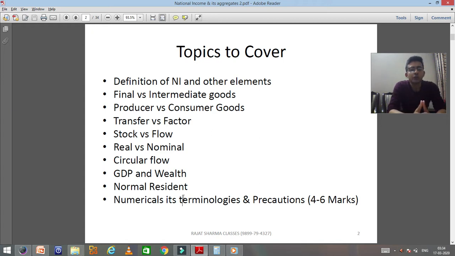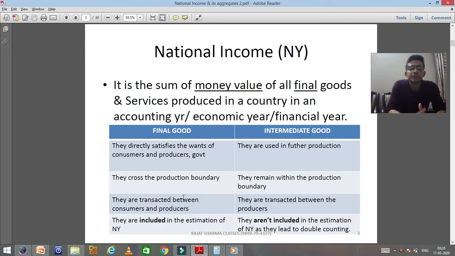Okay, so we are starting with this chapter, national income and its aggregates. Shri Ganesh karte hain next. Okay, national income. The national income is a sum of money value of all final goods and services produced in a country during an accounting year. Accounting year is also known as financial year, economic year, fiscal year.